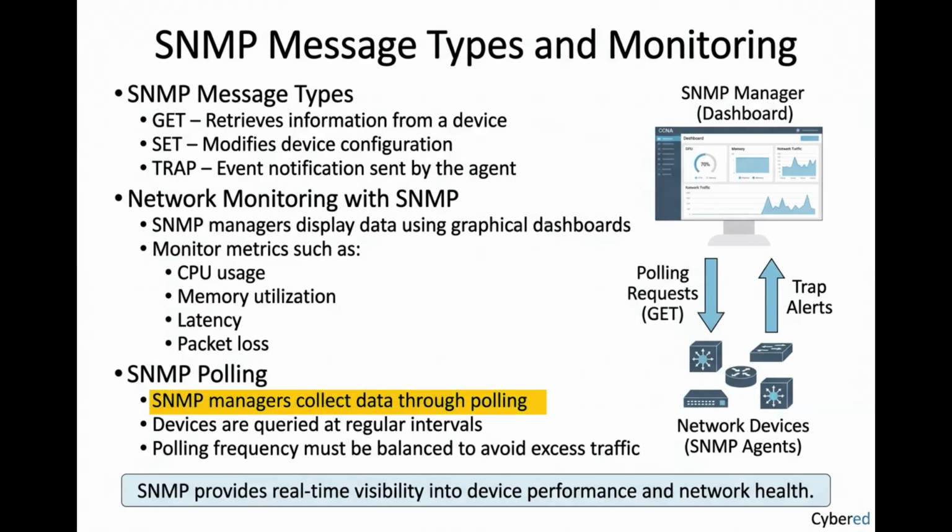SNMP typically gathers data through polling, where the manager periodically requests information from devices. The polling interval can be adjusted depending on how quickly administrators need to detect issues. However, very frequent polling may increase network traffic, so intervals must be configured carefully.